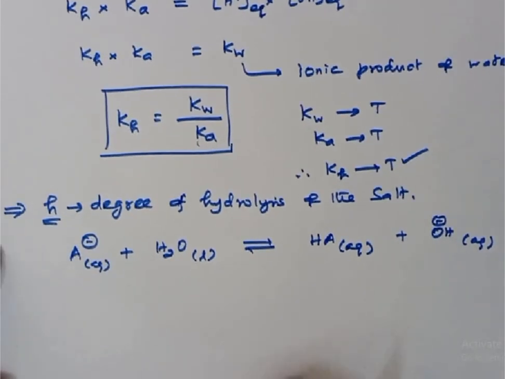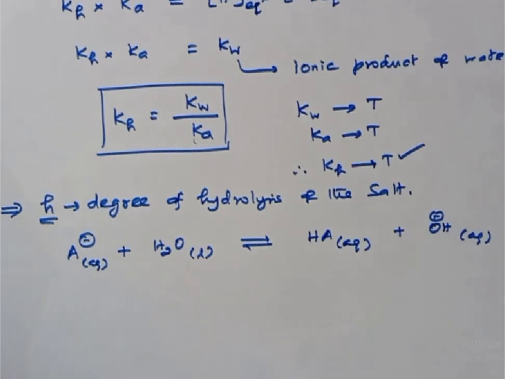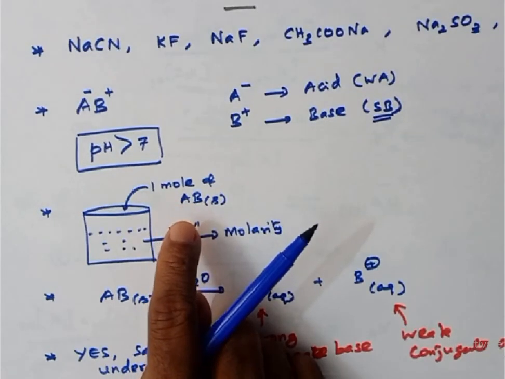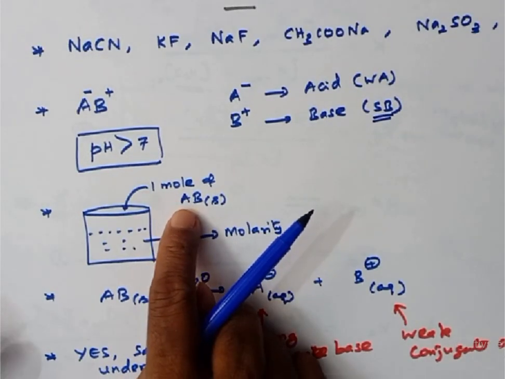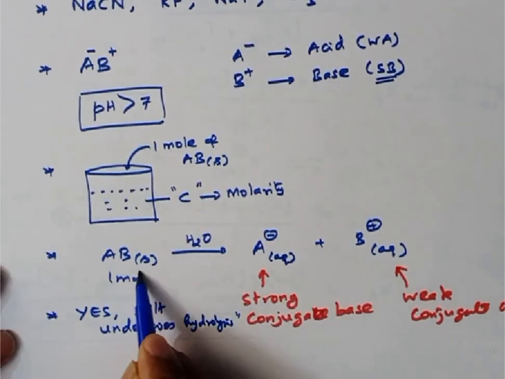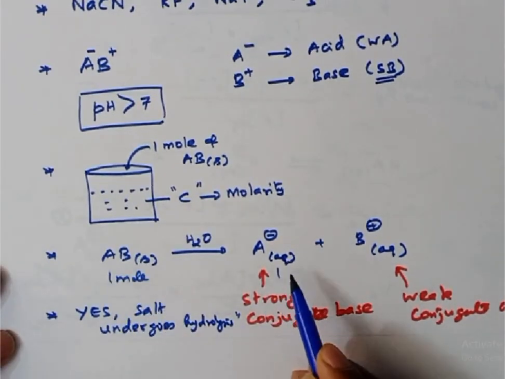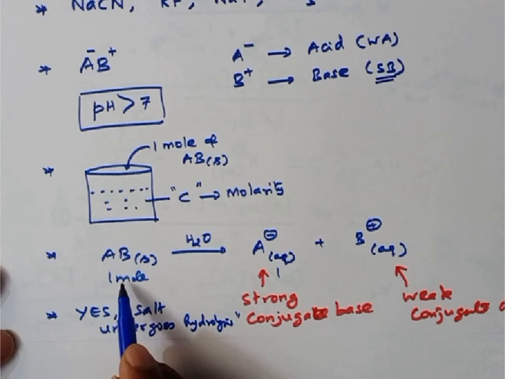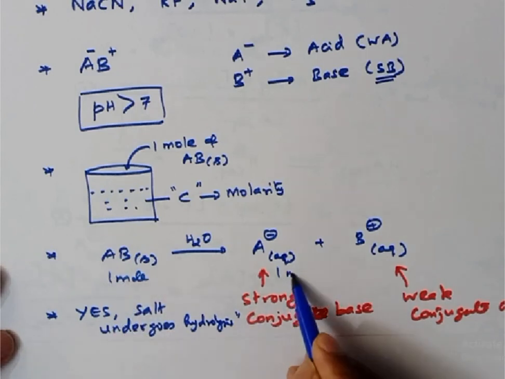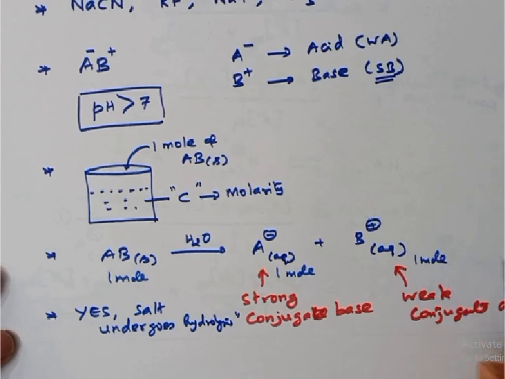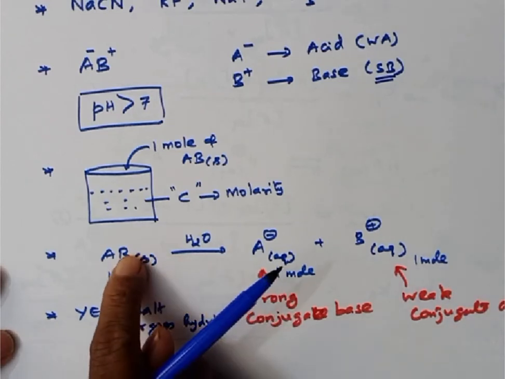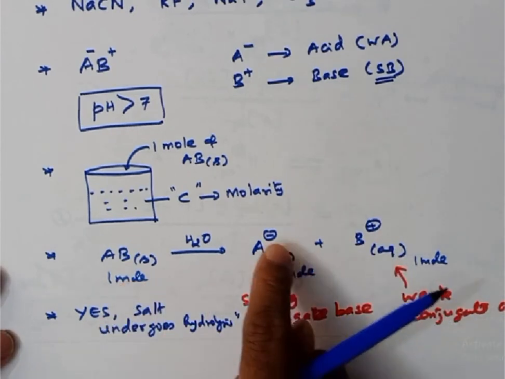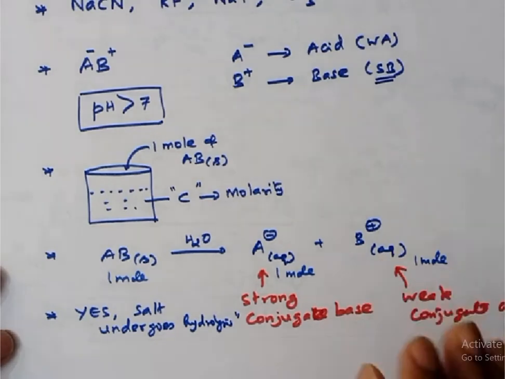Now, what I'm going to do, see, initially we have taken 1 mole of the salt. If I add 1 mole of salt in water, 1 mole of salt, when you add, you will get 1 mole of the A minus ion and 1 mole of the B plus ion. Correct? Because if one molecule dissociates, you will get 1 anion, 1 cation. Therefore, 1 mole will give 1 mole of anion, 1 mole of cation in solution.